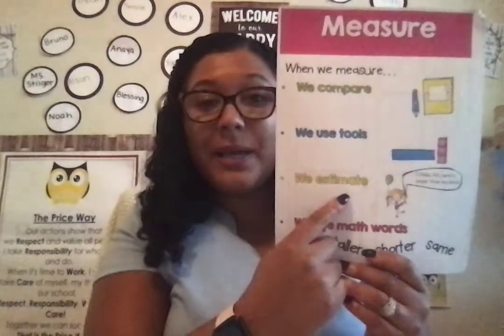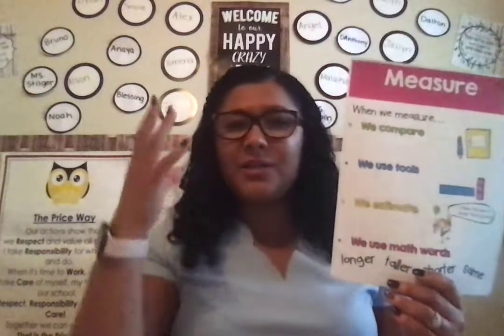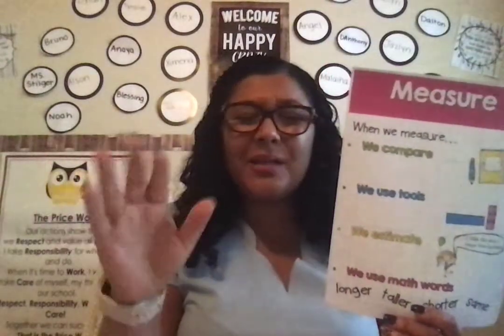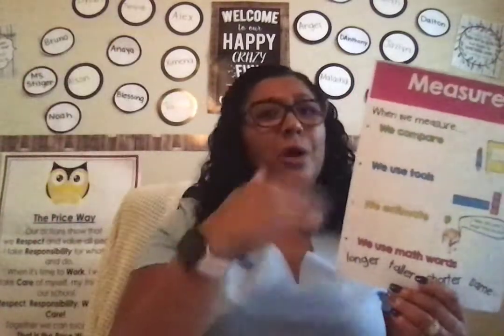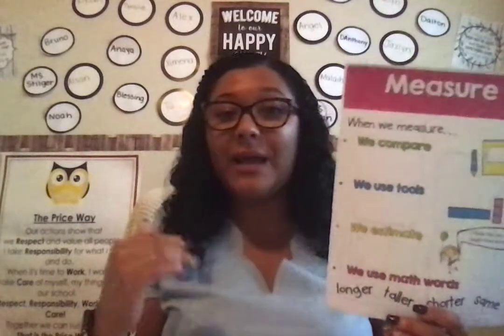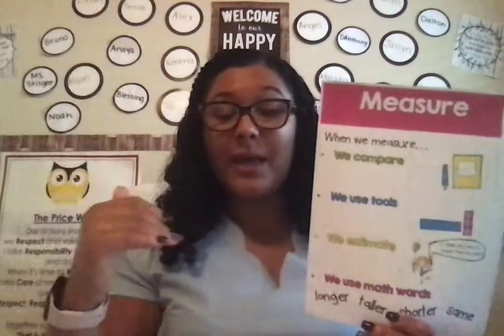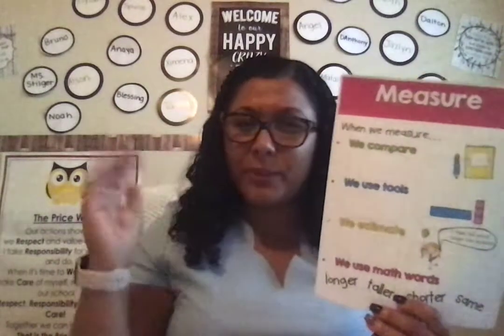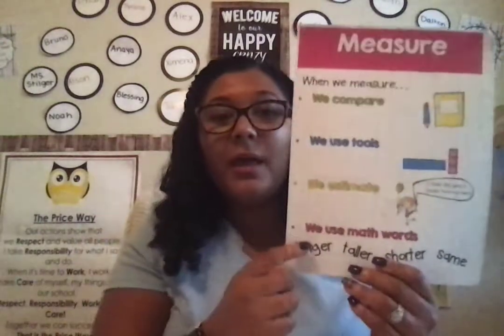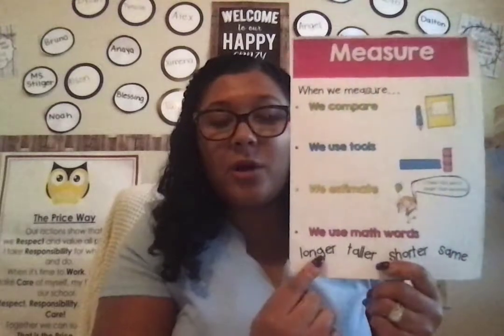We can estimate, so we can look at things and just see, I think this one may be longer than this one. I think that this giraffe is taller than me by looking at it. So I don't have to get out a ruler and measure exactly, but I can just tell by looking that a giraffe would be much taller than I am. And then we use math words such as longer, taller, shorter, and the same, okay?